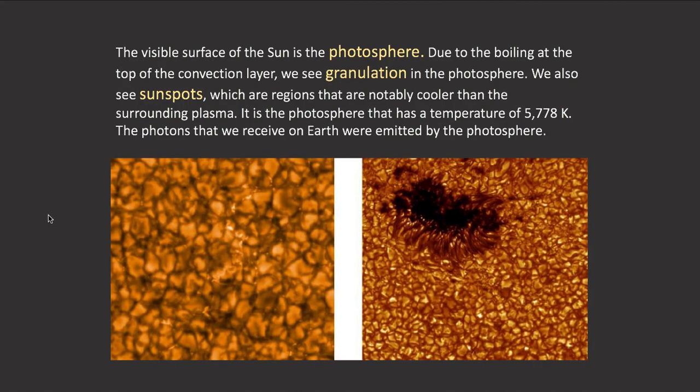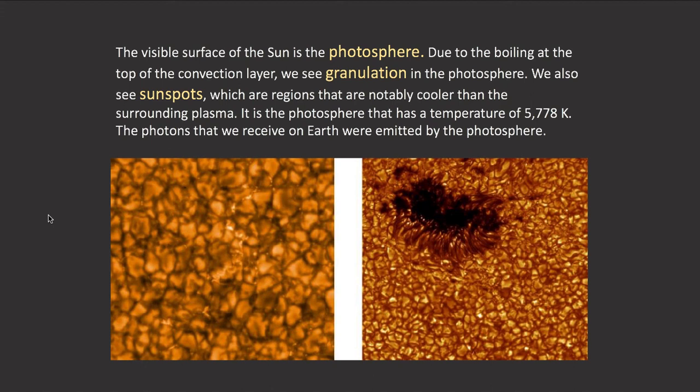So at the top of that convection zone, you're meeting the actual visible surface of the sun, which we call the photosphere. This is where the light leaves the sun to get to us. So when you look outside and you see all this light around, that light has made its way from the core of the sun through the radiative zone for 100,000 years, through the convection zone, and then to the photosphere, and then it was released.